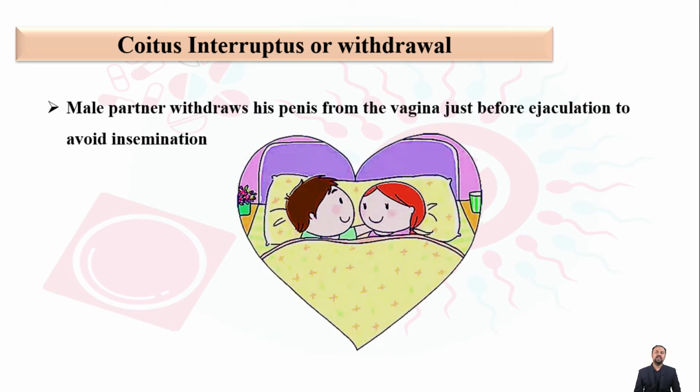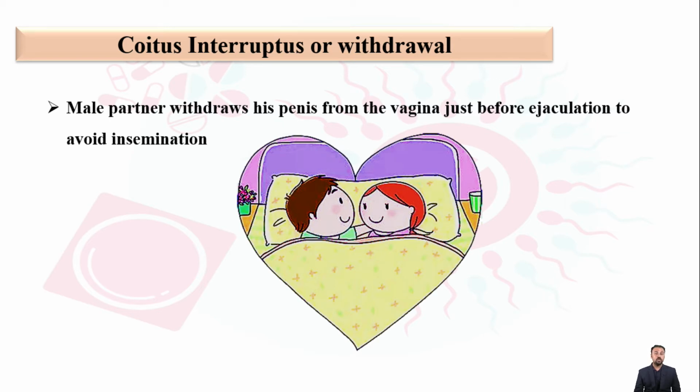Basically, students, in this method, the male partner withdraws his penis from the vagina of the female just before ejaculation to avoid the deposition of the semen in the female reproductive tract. Basically, students, this deposition of semen in the female reproductive tract is called as insemination. So, if the penis is withdrawn just before ejaculation, then insemination will obviously not occur.